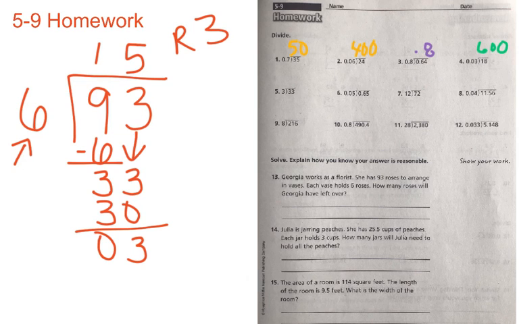And the question asks you, how many roses will Georgia have left over? So your answer in this problem is going to be your remainder. Okay, she's going to have 3 roses left.